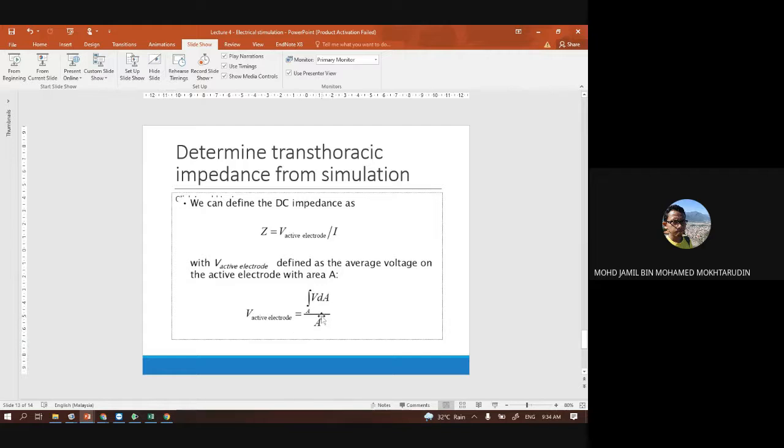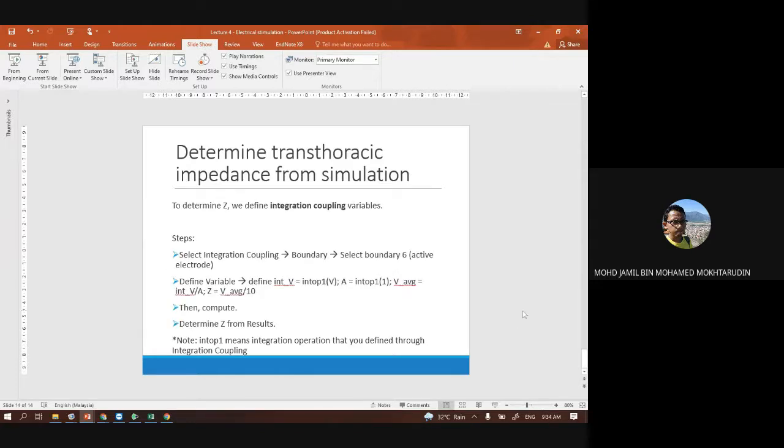Astaghfirullahaladzim, apa ni? So we need to do some integration. And not manually, we can use software. Kalau manual, sampai esok tak siap. Okay, so let's do these settings to calculate the transthoracic impedance.